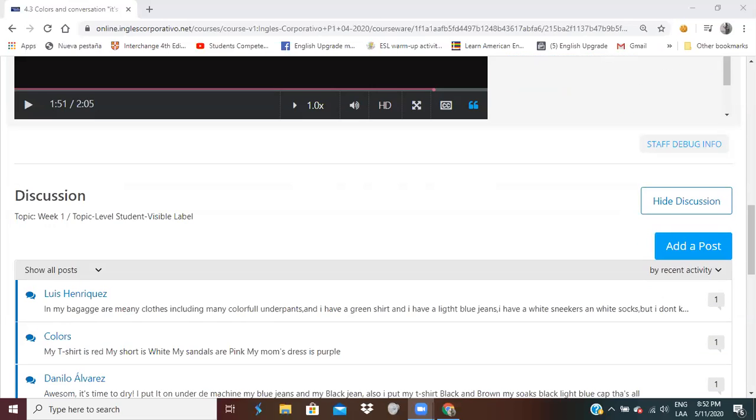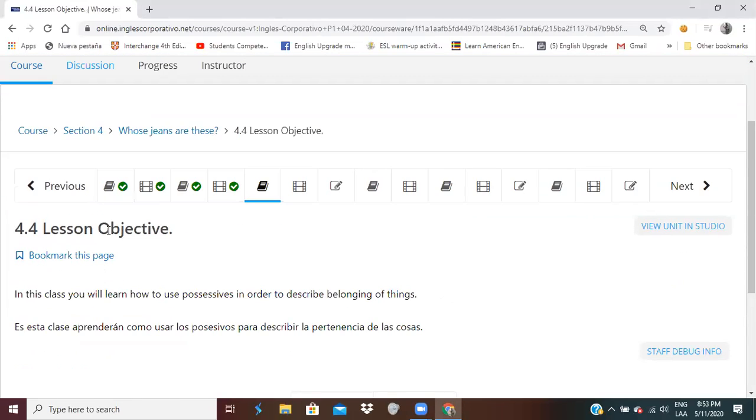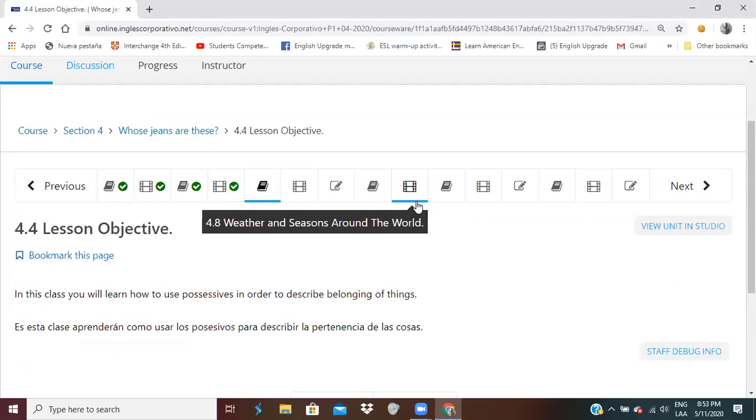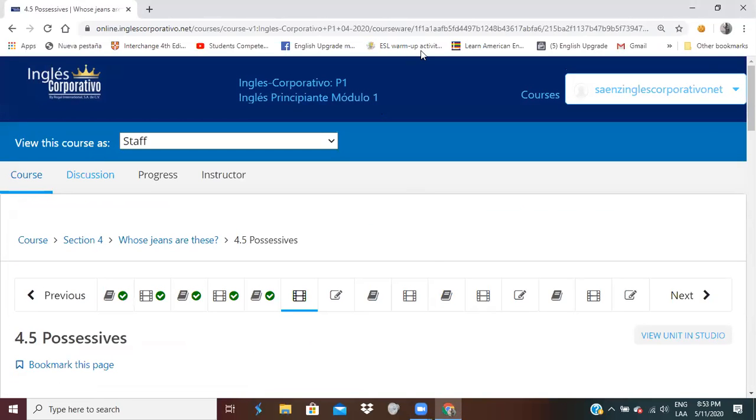All right. Good job, Nancy and Wendy. Okay, guys, now we are going to move forward and continue with the next activity, which is 4.4. In this class, you will learn how to use possessives in order to describe belongings of things. This is for possessives.